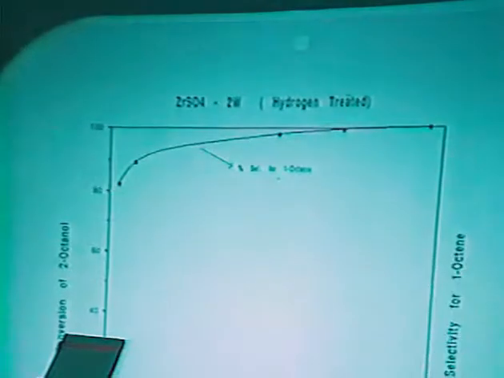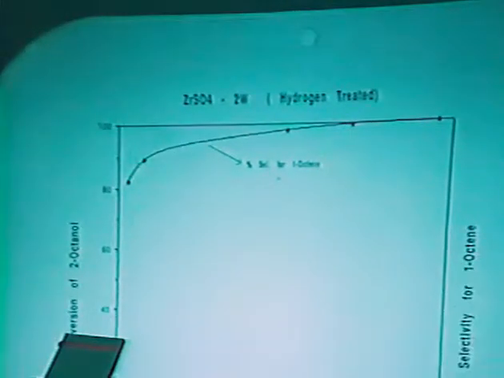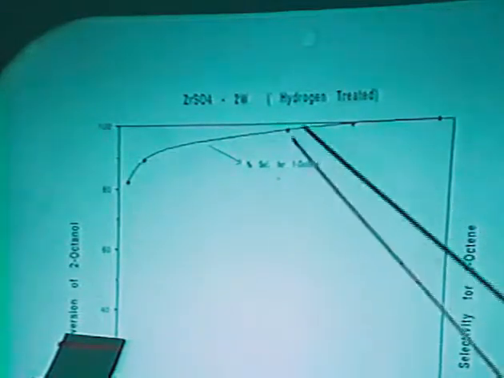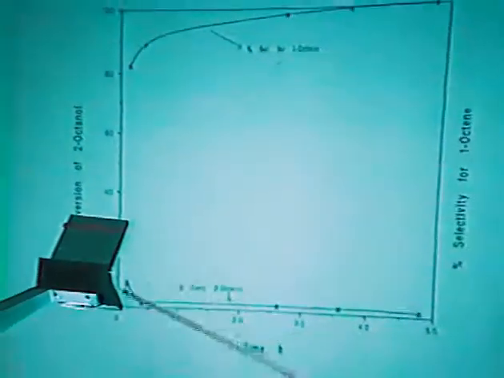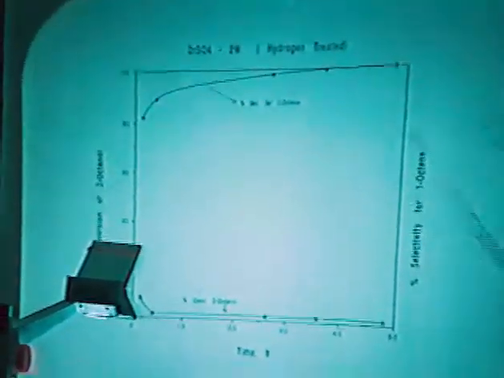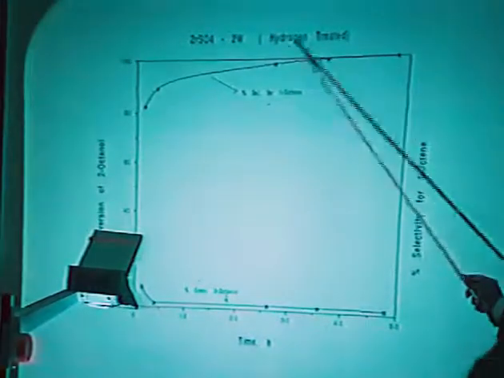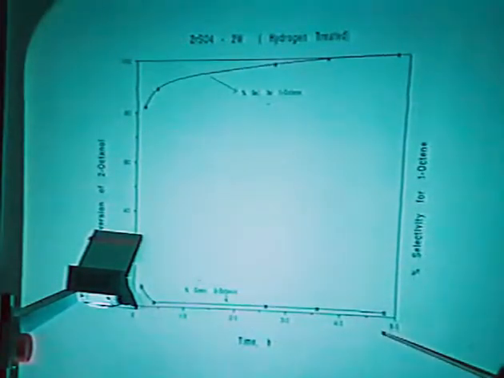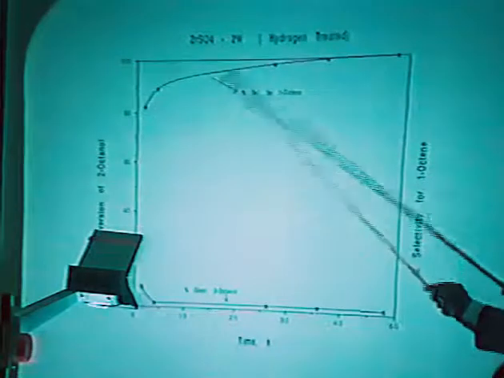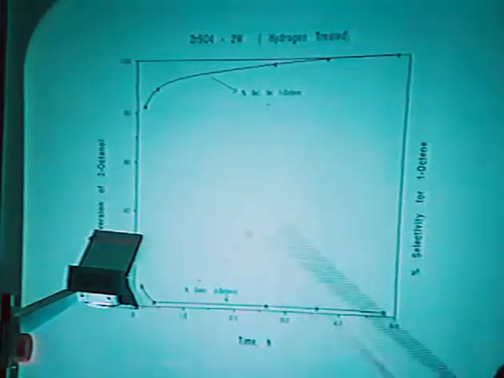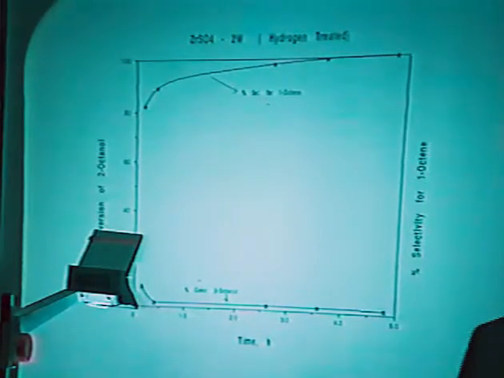So in order to find out the effect of hydrogen treatment, as we know from the previous slide, we have seen that when the zirconia is precipitated from zirconium sulfate, when it is 2-wash, the activity is about 60% and selectivity is 10%. But when we treat the same catalyst in hydrogen, the conversion goes below 2%, but the selectivity goes to 100%. So this also tells something about the nature of the sulfate group with zirconia.